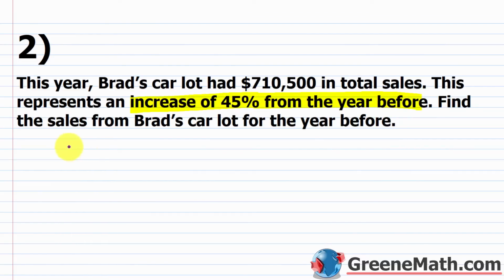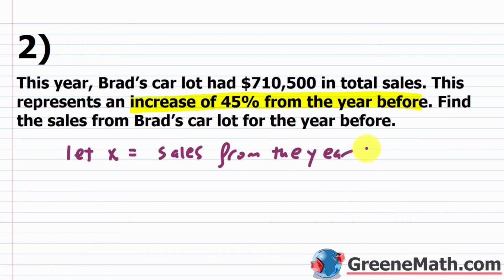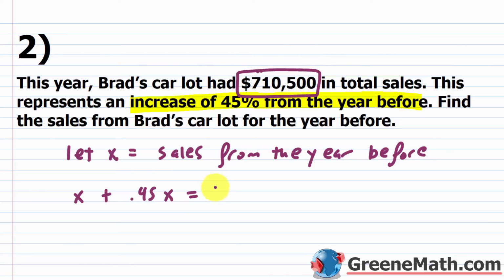Well, what we could do is let X be equal to the sales from the year before. So exactly what we're trying to find. So if we use that as a starting point, let's just say we have X, the sales from the year before. Now there's an increase of 45%. So what I want to do is add 0.45 or 45% as a decimal times X, which again, is the sales from the year before. So this would be equal to, again, this number that's given to me right here, which is the $710,500. Again, you could just leave the dollars off for now.